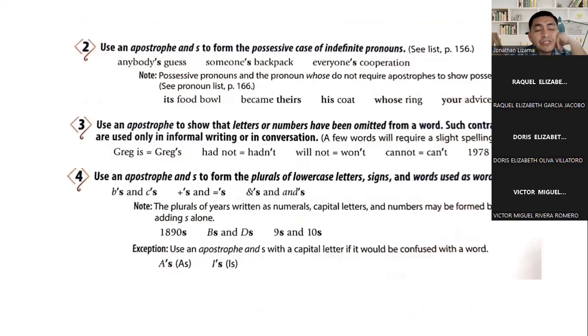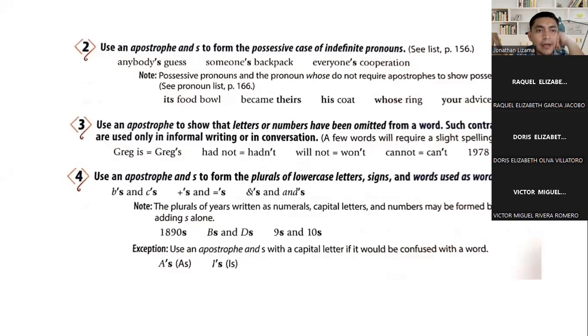Okay, continue. Use an apostrophe and S to form the possessive case of indefinite pronouns. En los indefinidos hay que ponerles los apóstrofes. Por ejemplo, anybody's guess, someone's backpack, and everyone's cooperation. In this case, the indefinite pronouns are those, right? Anyone, no one, someone, anybody, and some.